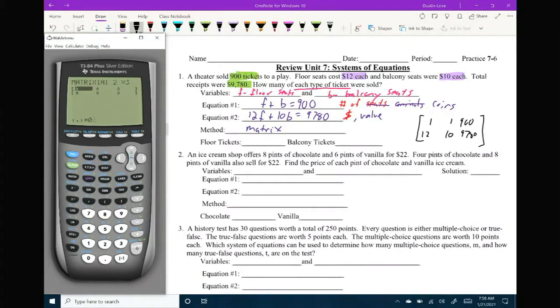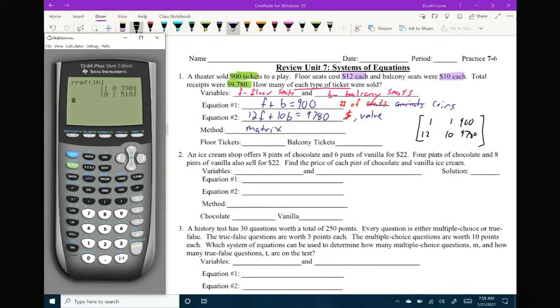So I press 1, enter, 1, enter, 900, enter, 12, enter, 10, enter, 9,780, enter. Now important, make sure you quit out of second mode, second quit. And then go back to the matrix menu, over to math, all the way up to REF, matrix, and then enter on matrix A. And now it gives me 390 and 510.